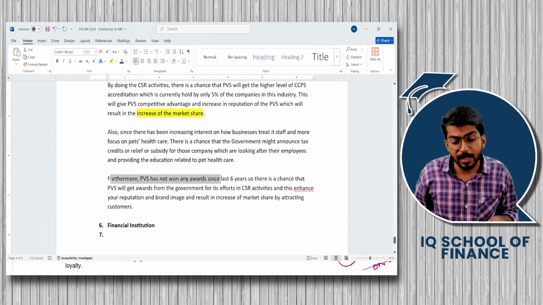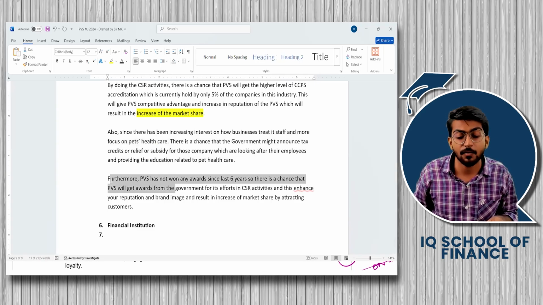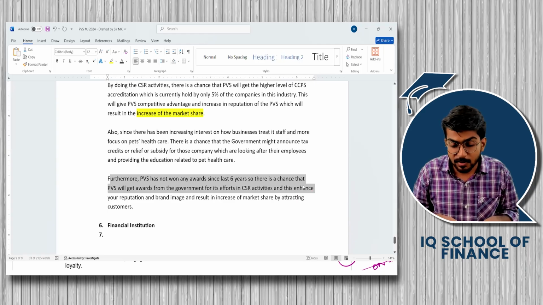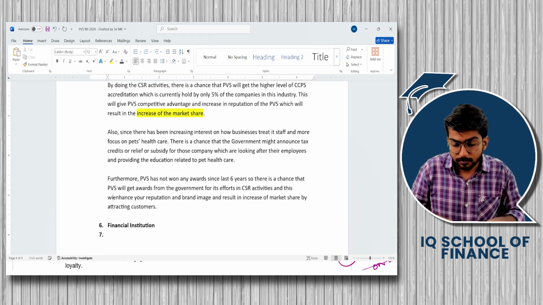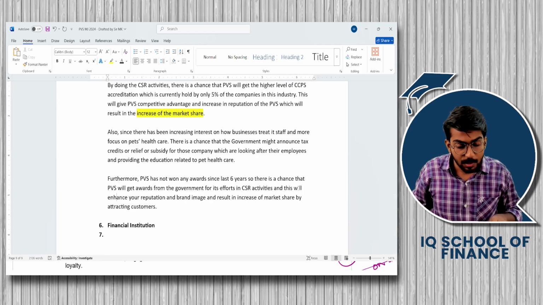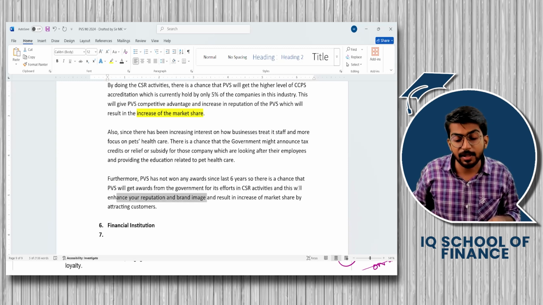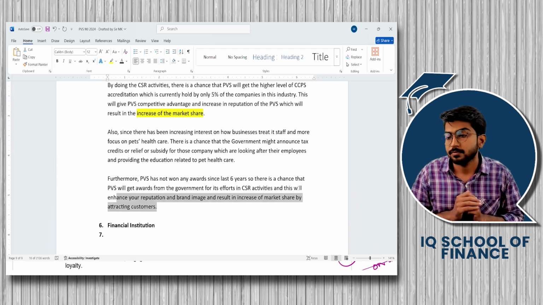Furthermore, PVS has not won any award in the last 6 years. So there is a chance that PVS will get an award from the government. Why will it get the award? For its efforts in CSR activities, and this will enhance your reputation and brand image and result in an increase of market share by attracting customers.